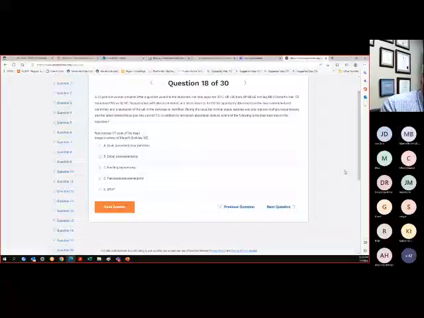A 22-year-old woman presents after a gunshot wound to the abdomen. Vitals are temperature 35, heart rate 130, blood pressure 80/60, respiratory rate of 20, saturation of 95 on nasal cannula. Resuscitation with blood is initiated, and she's taken to the OR for laparotomy.